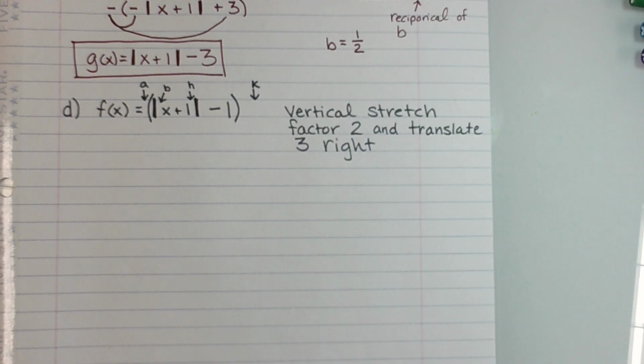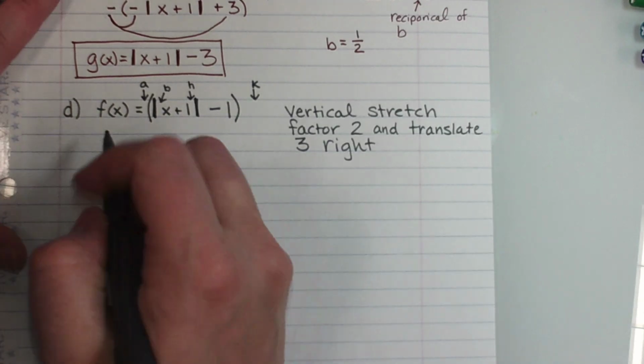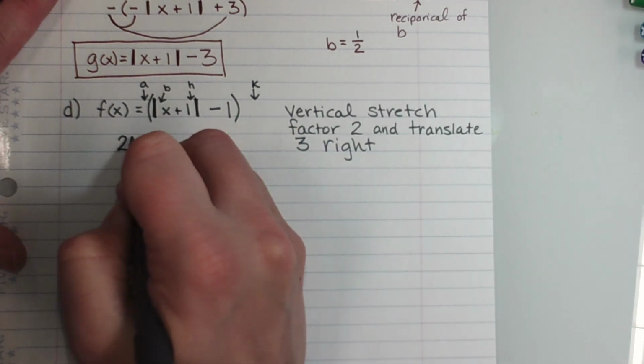Okay, vertical stretch factor 2. A, B, H, or K? Vertical stretch is an A piece. Do I do the reciprocals on a vertical stretch? No, when do I do the reciprocal? When it's horizontal stretches and shrinks. Okay, so I know there's a 2 that's going in front of my parentheses.